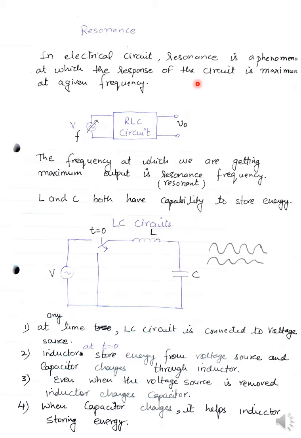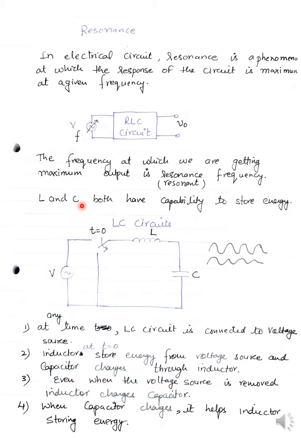So in electrical circuit, resonance is a phenomenon at which the response of the circuit is maximum at a given frequency. So at a particular frequency, if the circuit is giving you the maximum response, maybe it's current or voltage, then it is the resonance condition, and that particular frequency is the resonant frequency. So the frequency at which we are getting maximum output is the resonance frequency, or you can say resonant frequency.